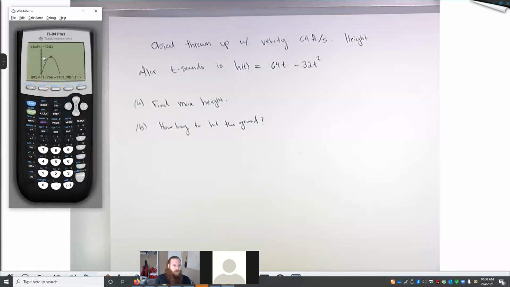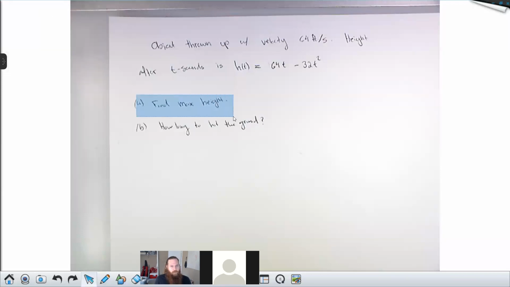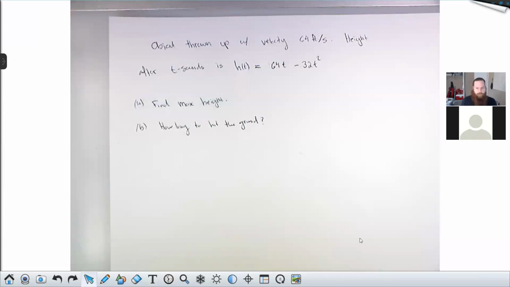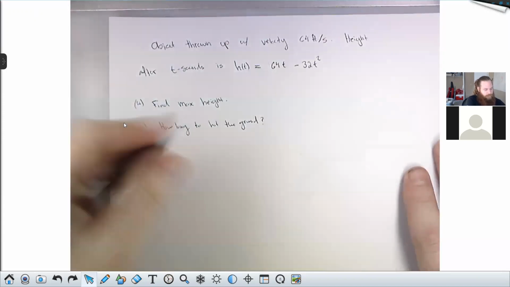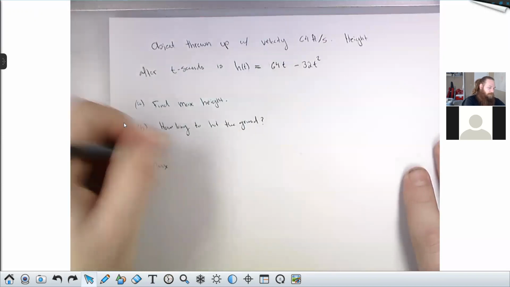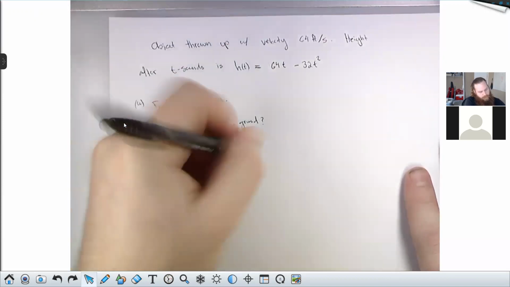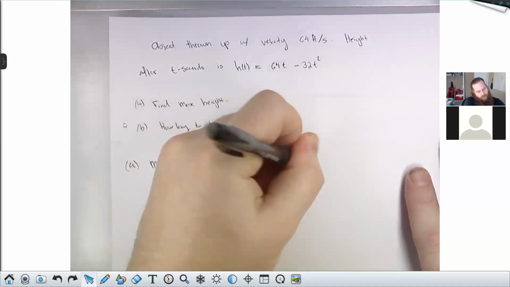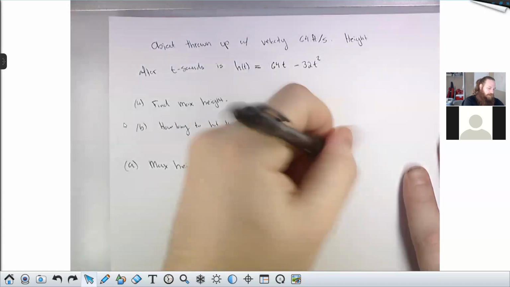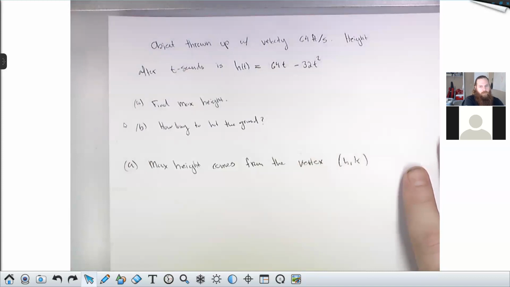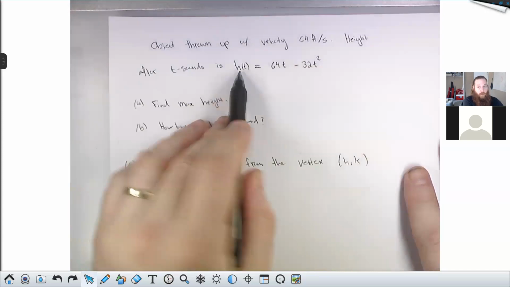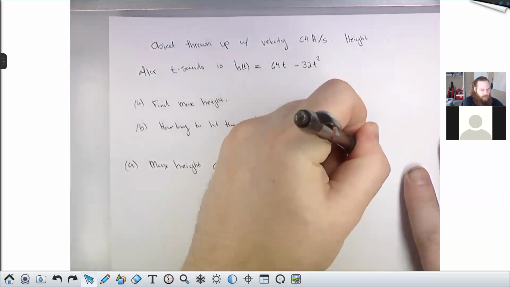Looking at the picture, what geometric feature of the graph am I looking for to determine the max height? Yeah, max height comes from the vertex. The vertex is h comma k. Which one of these is the max height? H or k? Good. K. Remember the output for this function, the y values, those are the heights. So k is the max height.